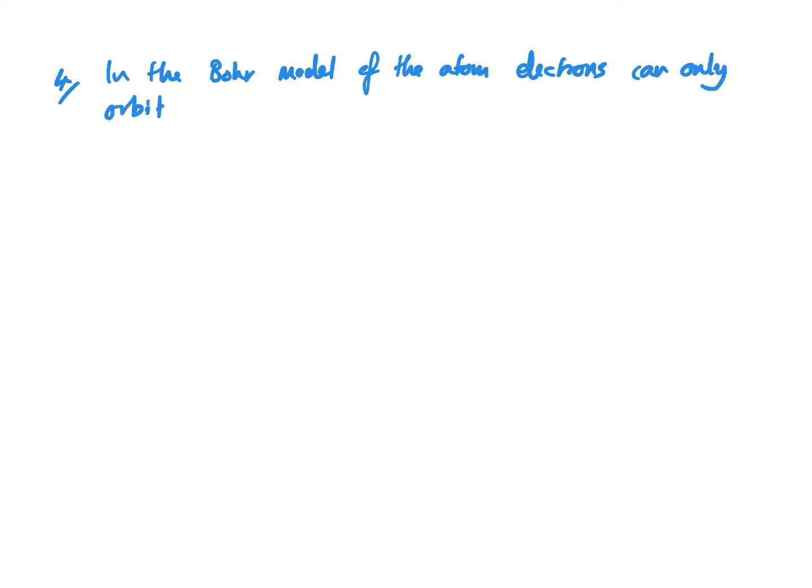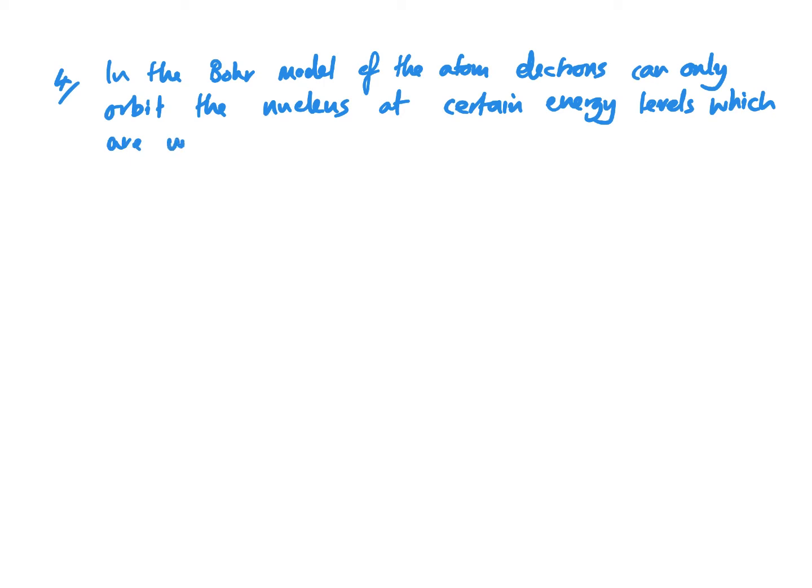So in the Bohr model of the atom, electrons can only orbit the nucleus at certain energy levels which are unique to each element.